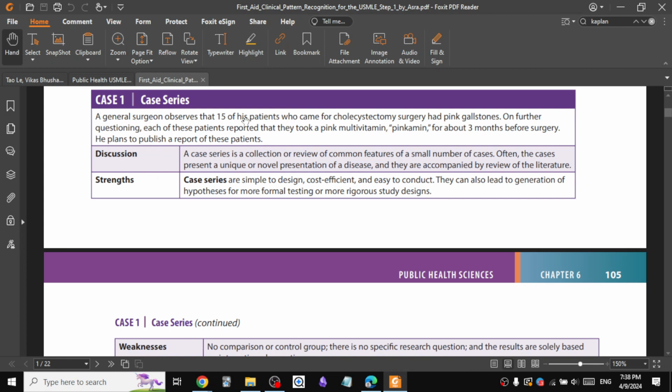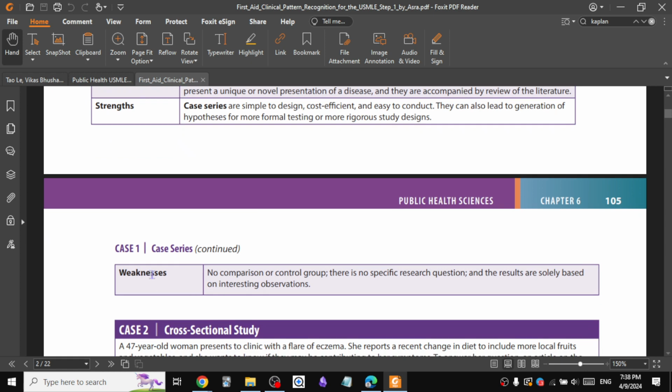So you can pause it and go through an example. Okay, but what I want you to go through is the weaknesses. So the weakness of a case series, okay, is that there is no comparison or control group. So you're not establishing or testing any hypothesis, okay? There is no research question, and it's solely based on interesting observations. So that's a limited take on what case series are, okay?